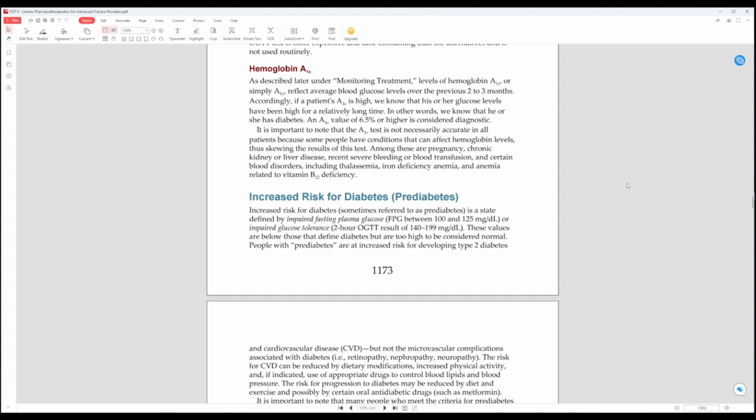It's important to note that the A1C test is not necessarily accurate in all patients because some people have conditions that can affect a hemoglobin level, thus skewing the results of this test. Among these are pregnancy, chronic kidney or liver disease, recent severe bleeding or blood transfusion, and certain blood disorders, including thalassemia, iron deficiency anemia, and anemia related to a vitamin B deficiency.